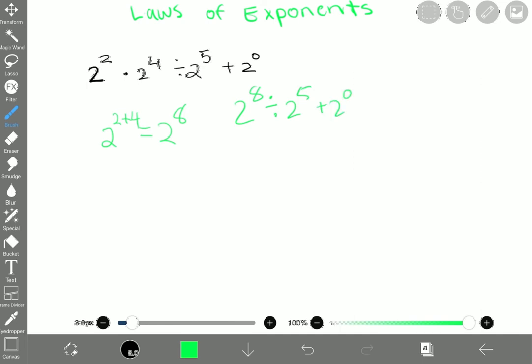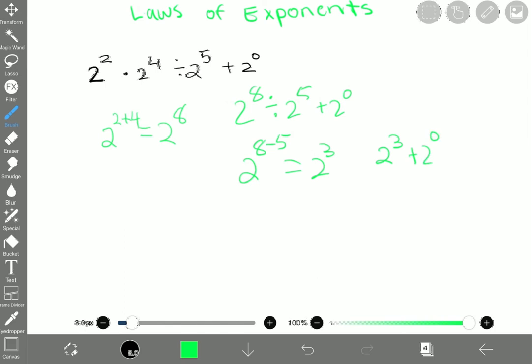Our next step is to do division. This is going to be the division law of exponents, and because the bases are the same, we can use this law. So it's going to be 2 to the 8 minus 5, and that's going to be 2 to the 3rd. Now we can put that back into our equation. So now our equation is 2 to the 3rd plus 2 to the 0.